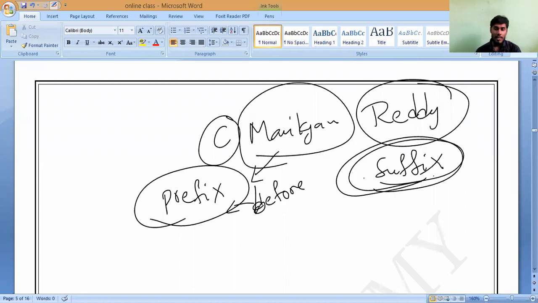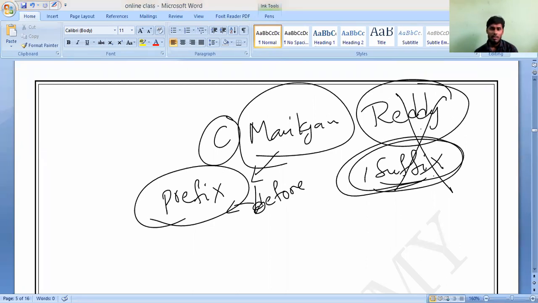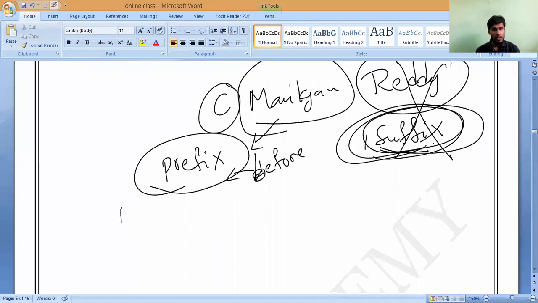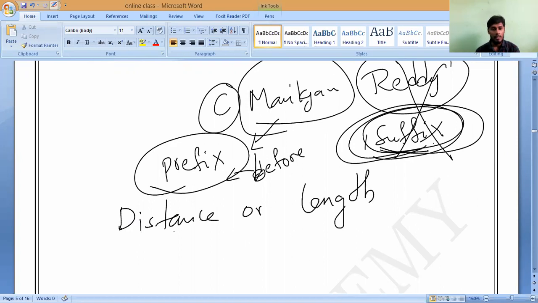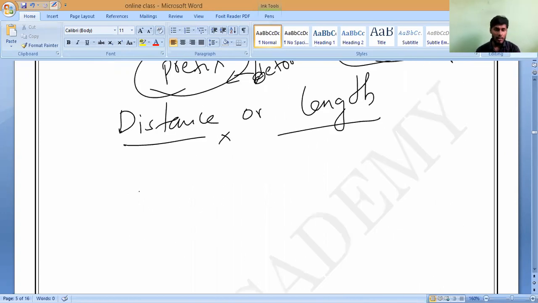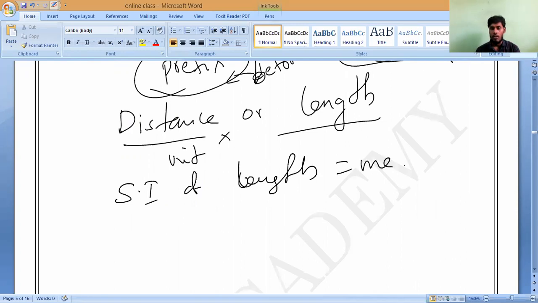Now, in our chapter on distances, we don't have a use of suffix because we are studying distances. So distance we can also call what, Santosh? Length. Correct or not, Sanath? So what is the SI unit of length? The SI unit of length is meter. We represent it with a small m. Correct or not?